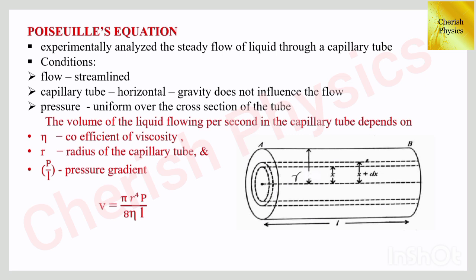The diagram represents the capillary tube of radius r and length L. The volume of the liquid flowing per second in the capillary tube depends on the coefficient of viscosity, the radius of the capillary tube, and the pressure gradient. The letter V implies the volume of the liquid flowing per second. V equals pi r to the power 4 P divided by 8 eta L. And this is Poiseuille's equation.